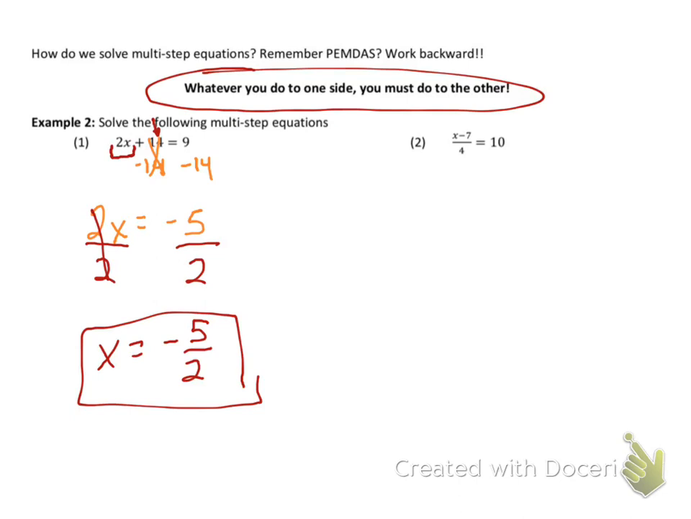So let's look at the next one. We've got x minus 7 on top, all divided by 4 equals 10. Well, I want to get x minus 7 by itself. In order to do that, I have to get rid of that divided by 4. So I need to multiply both sides by 4. You'll notice what happens when I do that is that the 4 on top and the 4 on the bottom cancel out, leaving you just with x minus 7. And on the right-hand side, 10 times 4 is equal to 40. Now, all I have to do, it's a one-step equation, add 7 to both sides to get the x totally by itself. So x equals 47.